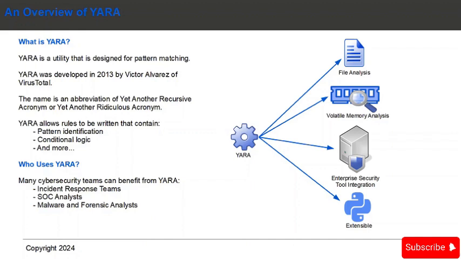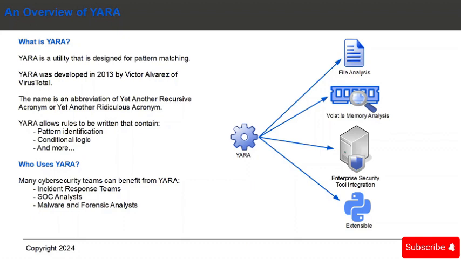This lesson is going to answer two key questions. What is YARA and where do I get it? Well, YARA is a utility that was designed back in 2013 by Victor Alvarez of VirusTotal. It's a tool that's designed to be used for pattern matching, and it's open source now. You can obtain the source code from GitHub. You can install it. It's out there in the public right now. So YARA, the name, is actually an abbreviation. It comes from yet another recursive acronym, or yet another ridiculous acronym, whichever way you want to look at it.